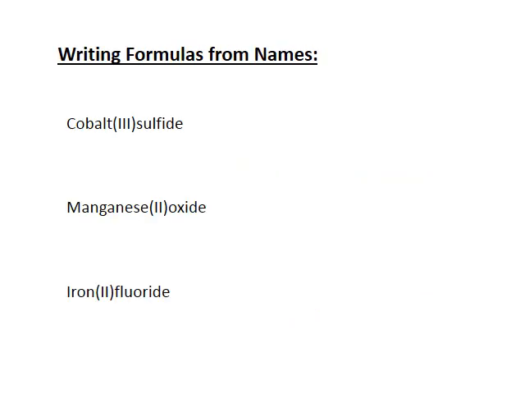Writing formulas is a little bit easier because we already know what the charges are from the name. So in the first one, I know that cobalt has a +3 charge, manganese in the second one has a +2 charge, and then in the third one I've got iron with a +2 charge.